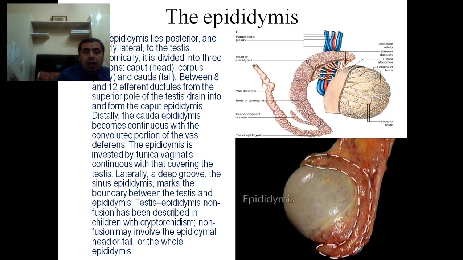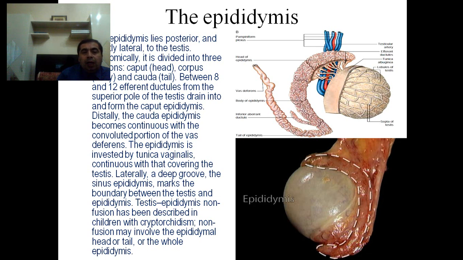And here you are looking at the epididymis. Here's the position of the epididymis with the coverings, the head of epididymis, the body and the tail. As I have noted, the tail then curls around and forms the ductus deferens. The epididymis lies posterior and slightly lateral to the testis.